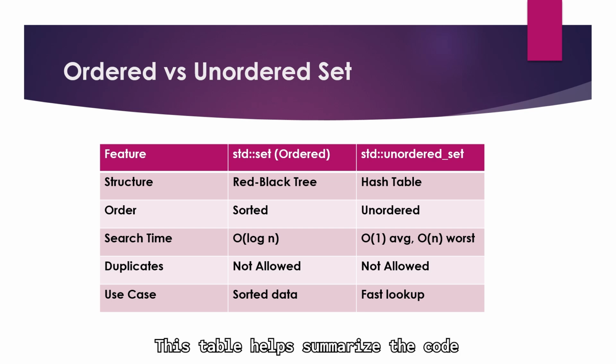This table helps summarize the core differences. In terms of internal structure, set uses a balanced tree while unordered set uses a hash table. That means set provides log n time complexity and unordered set gives constant on average. The trade-off is that set maintains order while unordered set does not. Use set when order matters or when you need predictable traversal. Use unordered set when you just care about speed and don't need ordering. Both reject duplicates, but the underlying behavior is quite different.